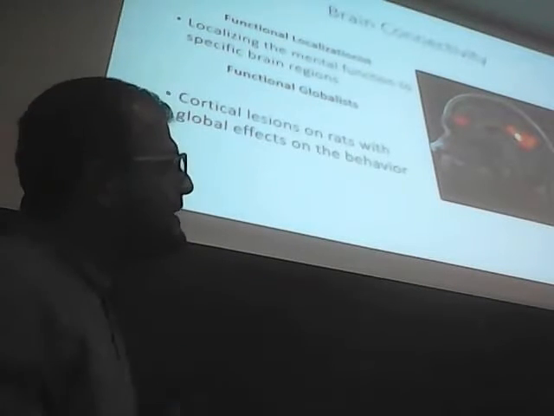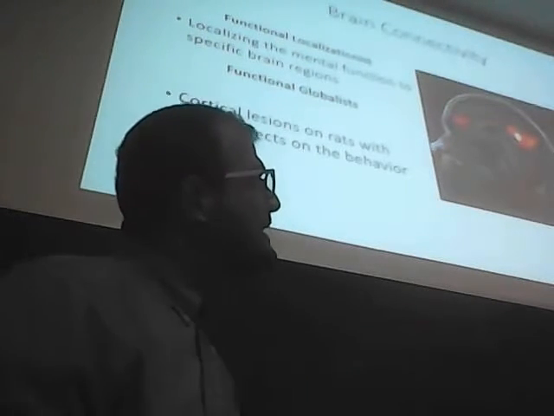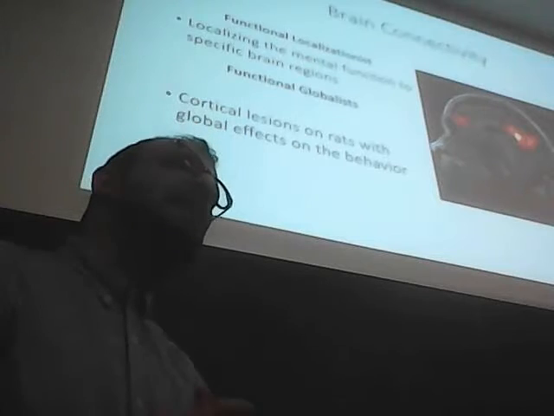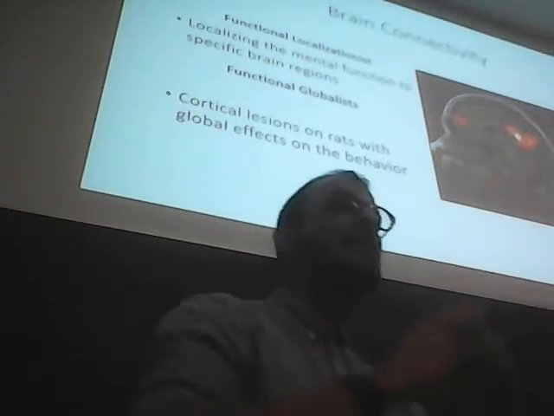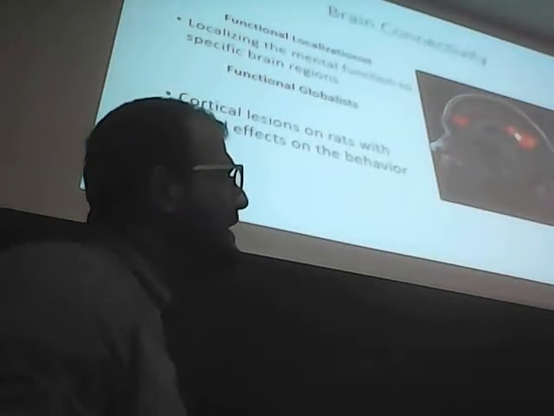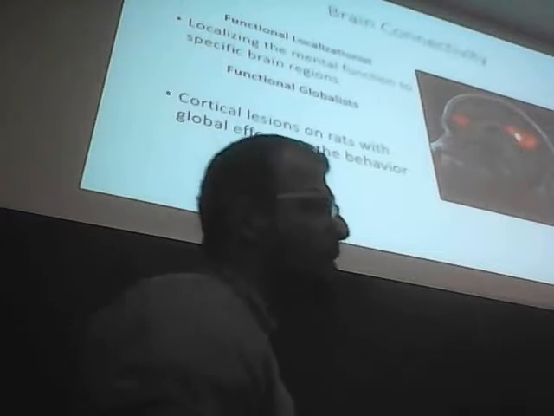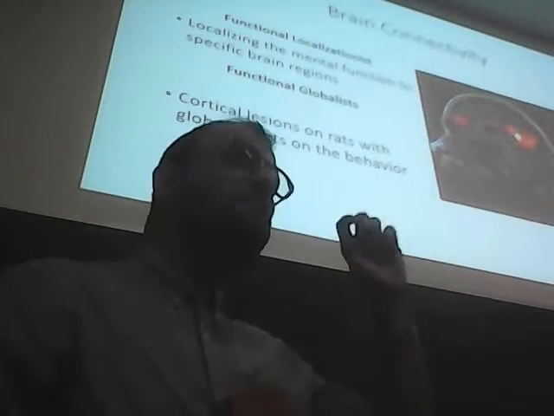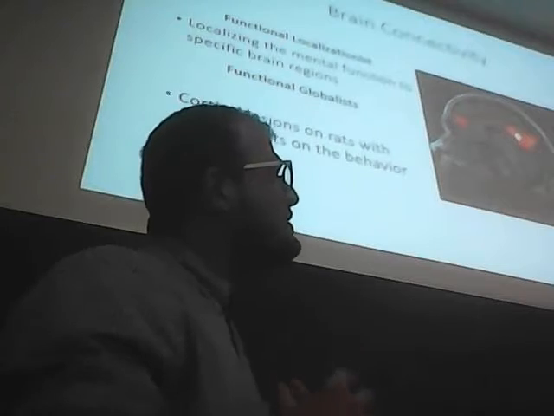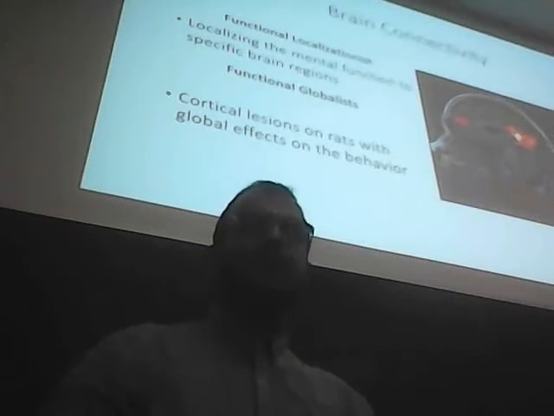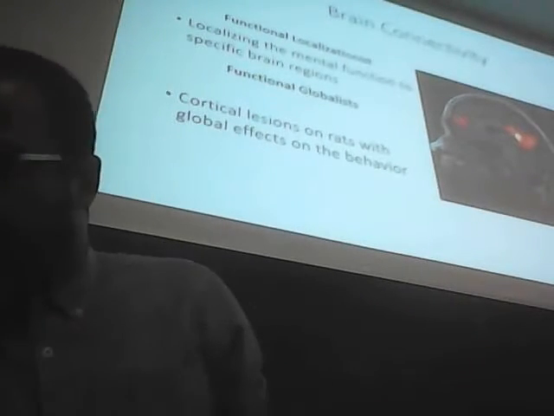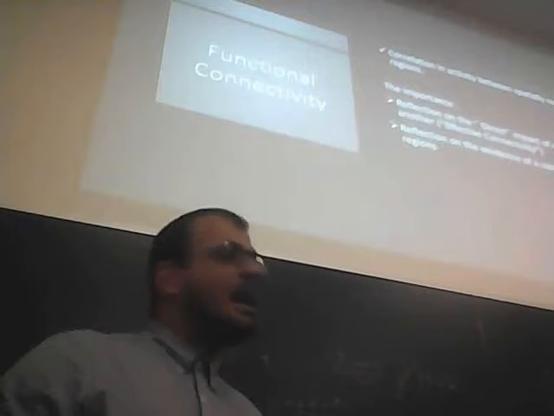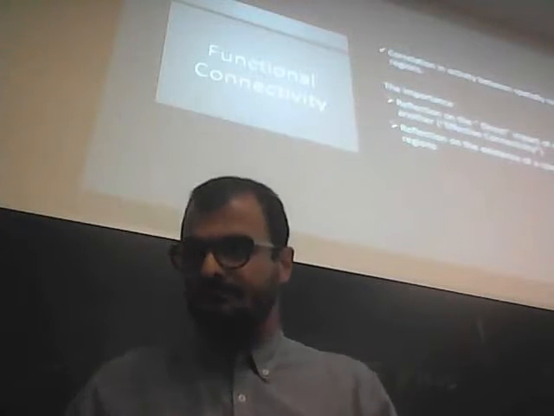Also, there are some other views. They call that, for example, the functional globalist view, which says that the whole region of the brain is going to be involved in, for example, your mood. For example, there has been an experiment. They showed that a very small cortical lesion on the brain of a rat resulted in a global change of the behavior of the rat. Then these two perspectives need to be taken into consideration.